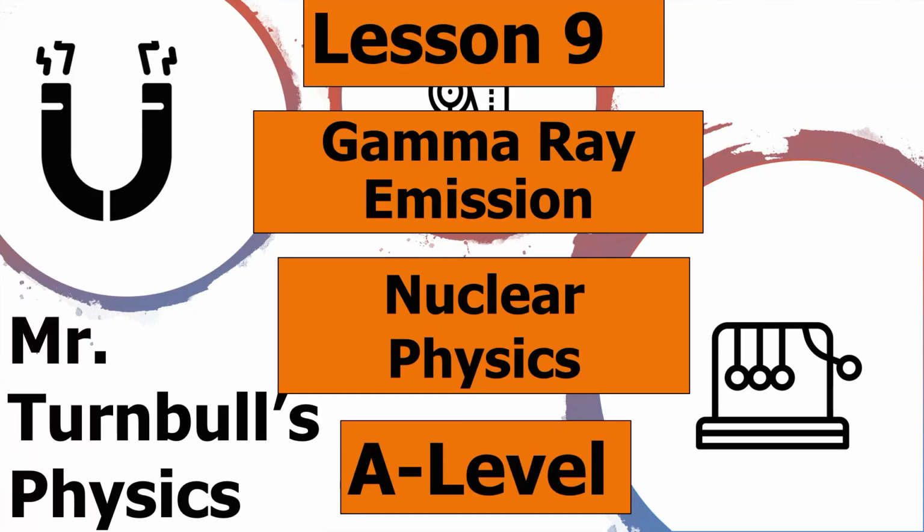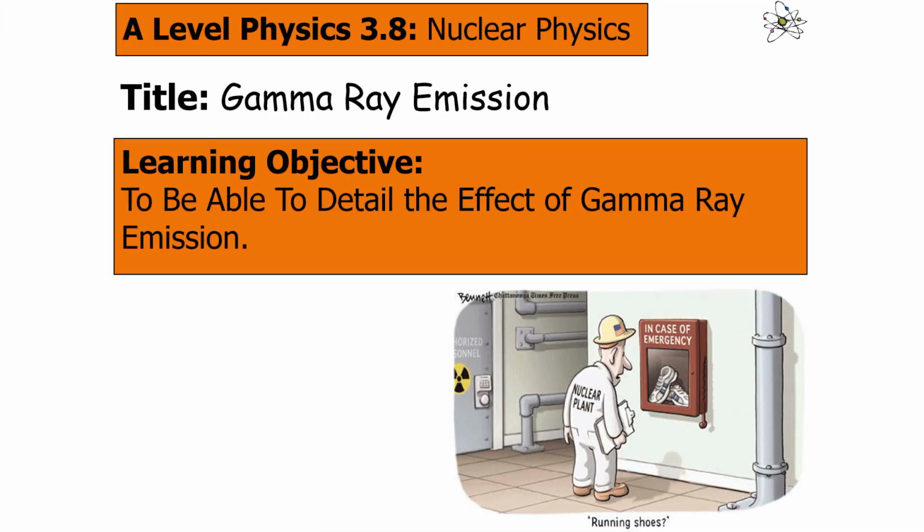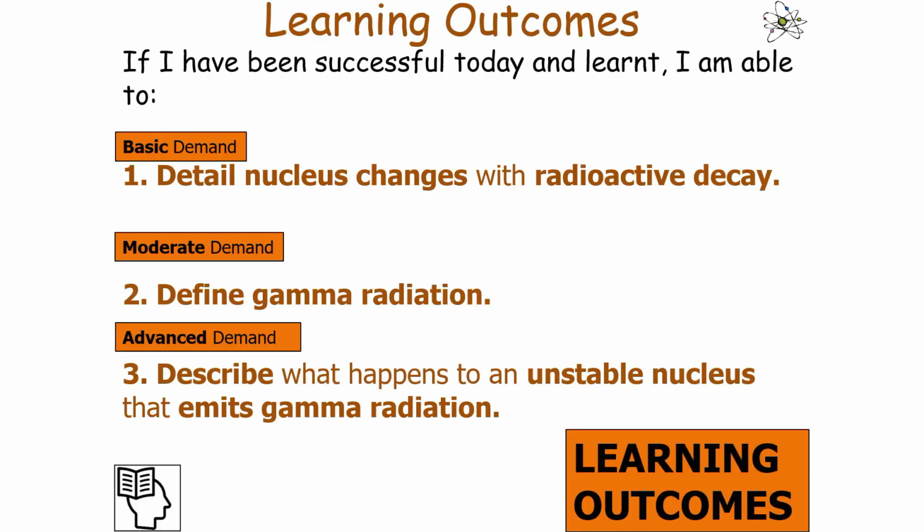Hello and welcome to today's lesson on gamma ray emission, which is part of the nuclear physics topic in AQA A-level physics. So in today's lesson we're going to be able to detail the effect of gamma ray emission. If we've been successful in today's lesson, we should be able to detail how a nucleus changes with radioactive decay, define gamma radiation, then describe what happens to an unstable nucleus that emits gamma radiation.